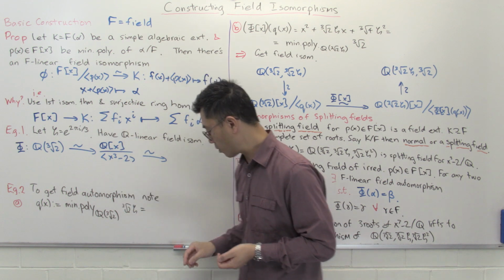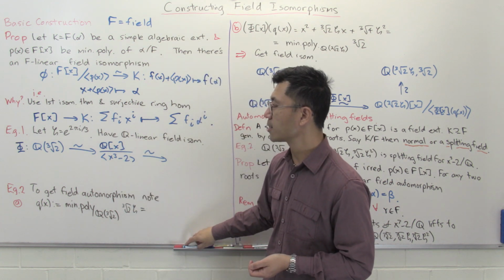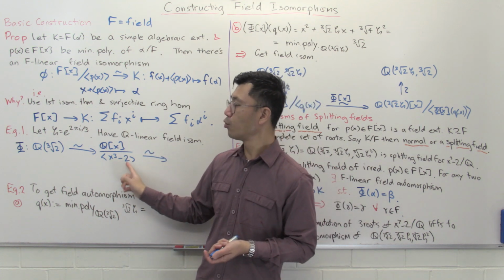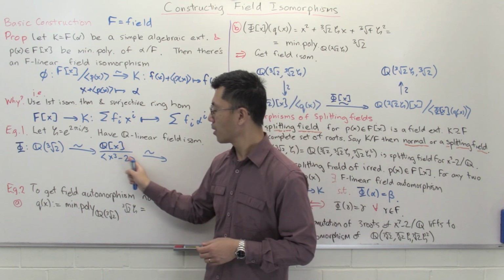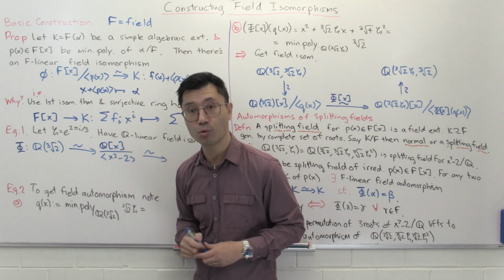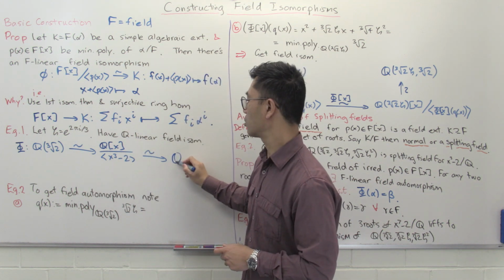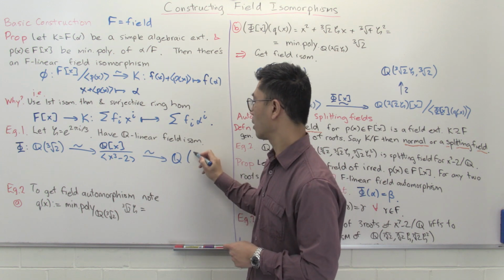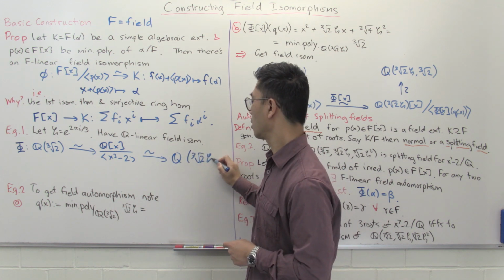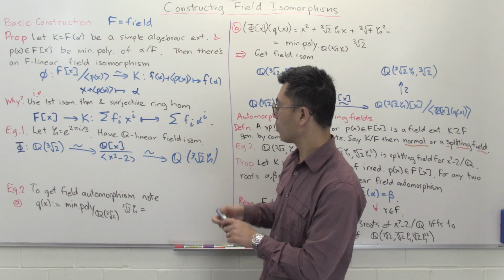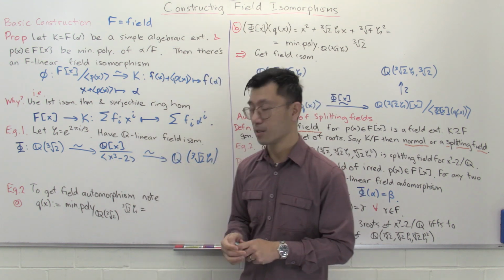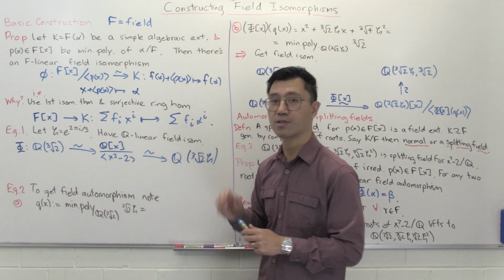They're not the fields that we want to play around with. So what do we do instead? Well, we noted that x cubed minus 2 also has 2 other roots. So this is also the minimal polynomial over Q of cube root of 2 times zeta. If you multiply by the primitive cube root of unity, you get another zero of this. So you also have this isomorphism here.